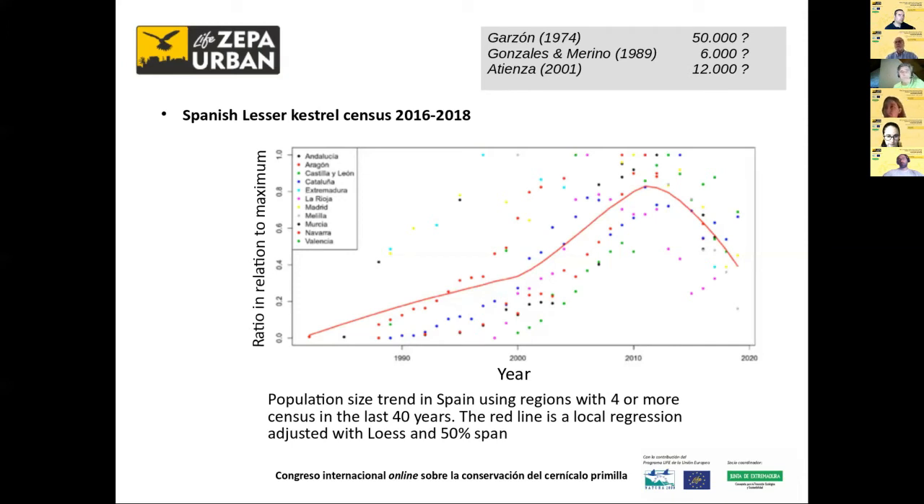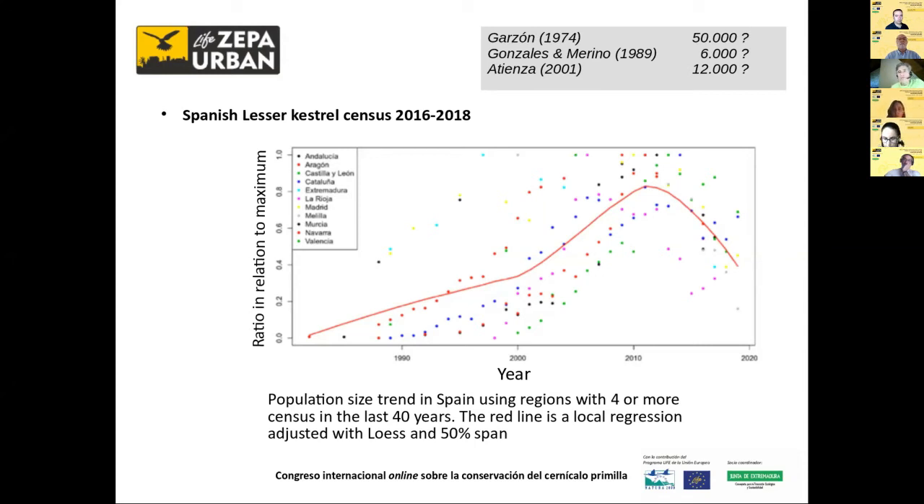What we have been using are the Spanish regions that had at least 4 or more censuses during the last 40 years. To be able to adjust the models, we transform those data. So what you see here, every point, is just the proportion of the maximum number of counts. When you see 1, that means that in that year we obtained the maximum number of counts in that region. And if you see 0.4, that means that in that year only 40% of the maximum number of breeding pairs have been counted.